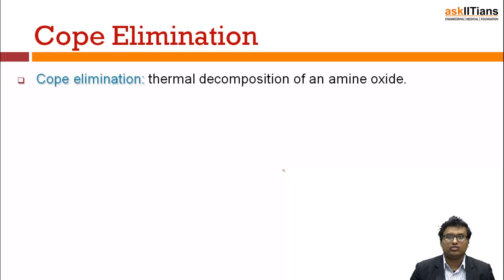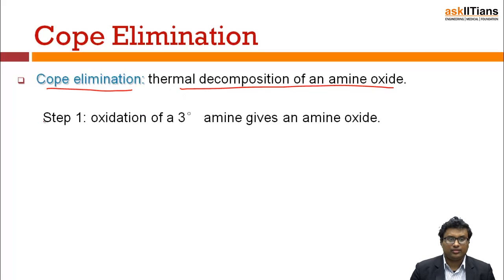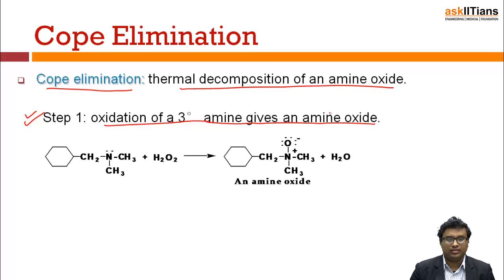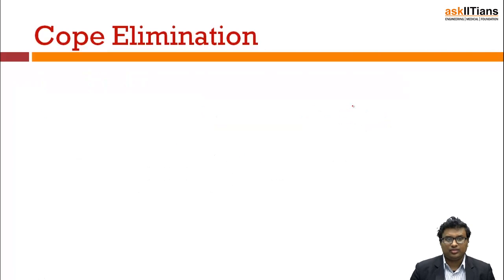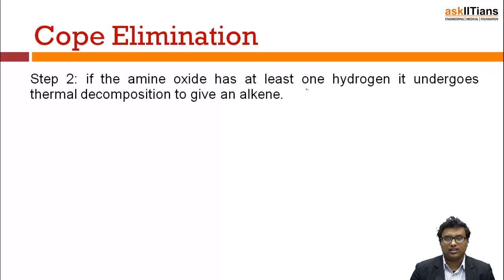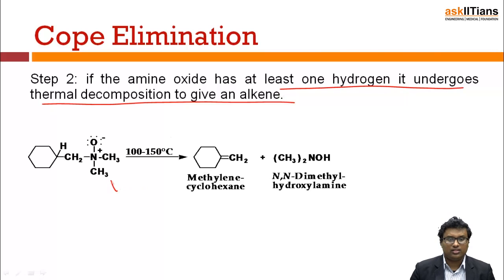Cope elimination. This is also one of the important chemical reactions of amines. Cope elimination is actually the thermal decomposition of an amine oxide. Step 1 is the oxidation of a tertiary amine. It gives an amine oxide. So amine in the presence of H2O2 will give an amine oxide. Step 2, if the amine oxide has at least one beta hydrogen, it undergoes thermal decomposition to give an alkene. Immediately after thermal decomposition, you will be getting an alkene.